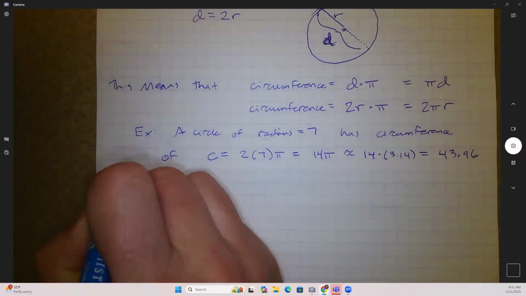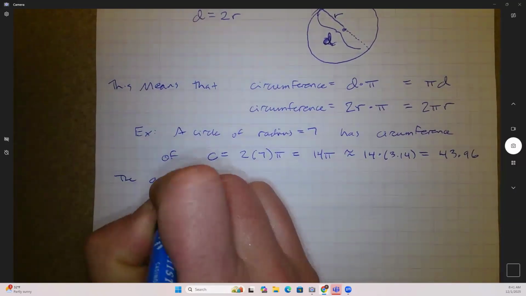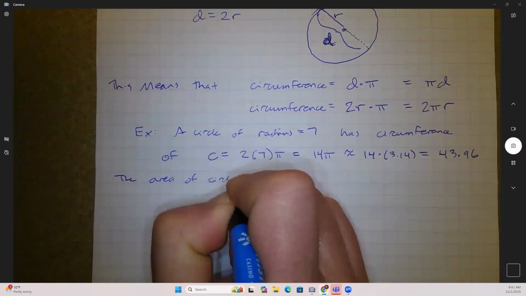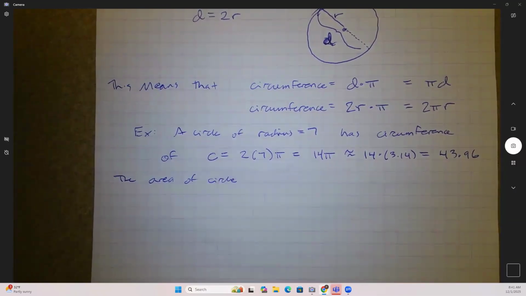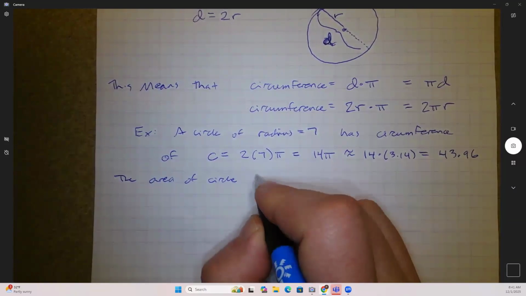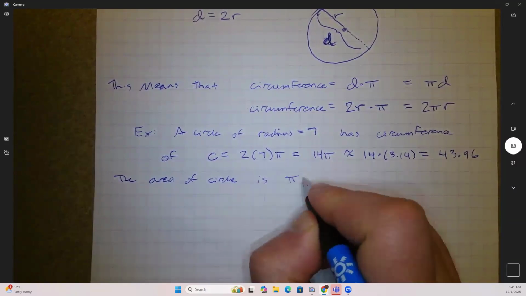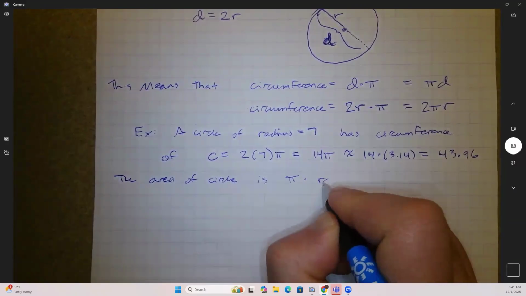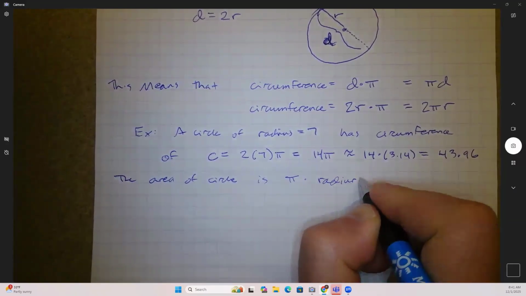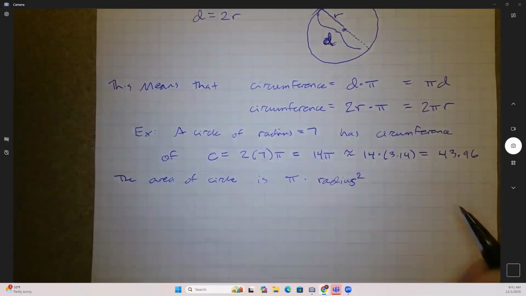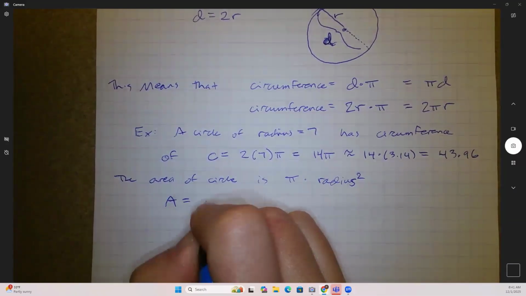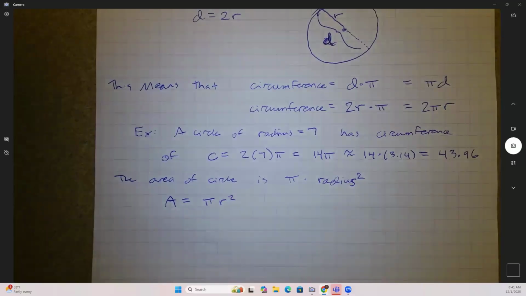And the area of a circle, we can't use any rectangles or triangles to help us, but the area of the circle is pi times the radius squared, which is kind of an interesting idea. A equals pi r squared.